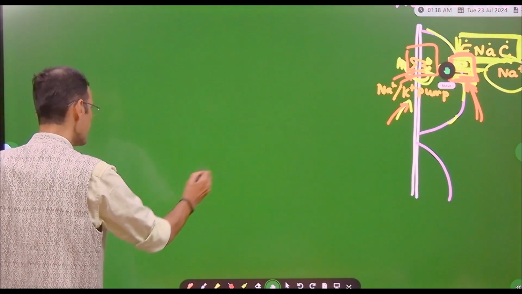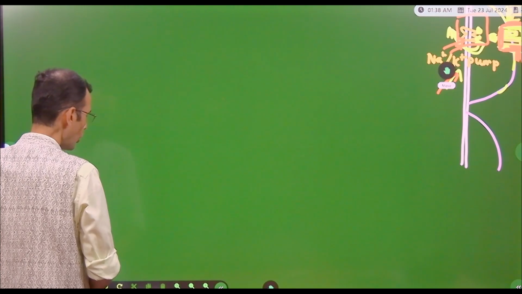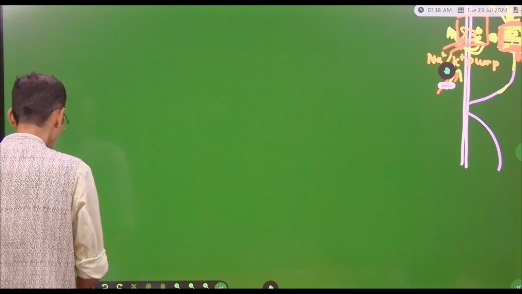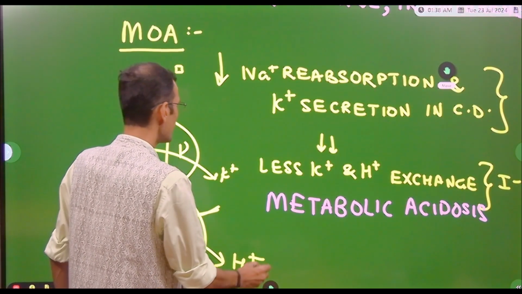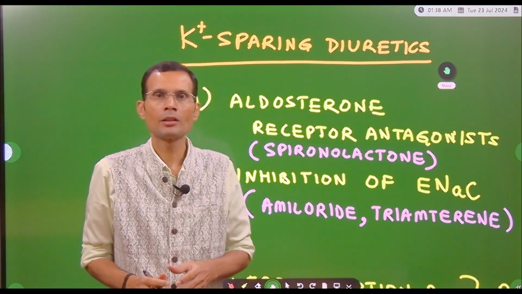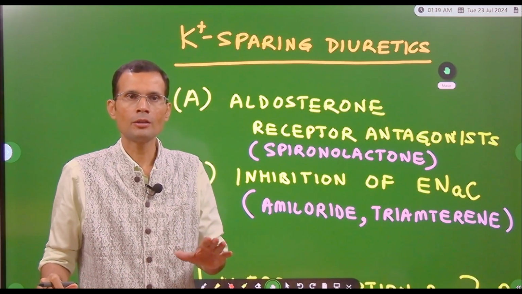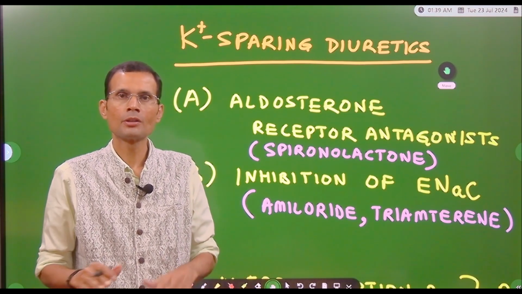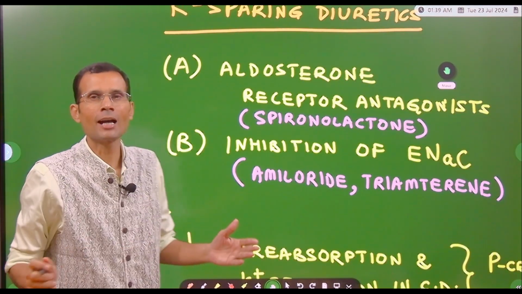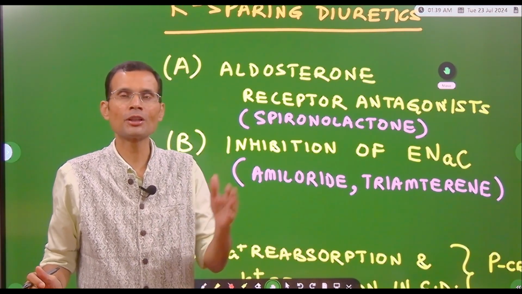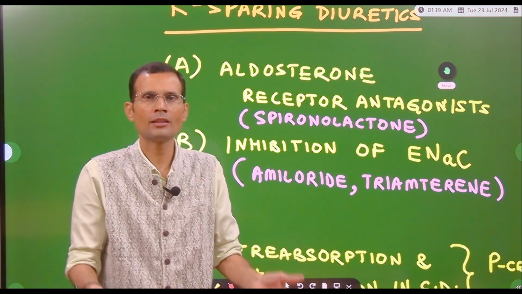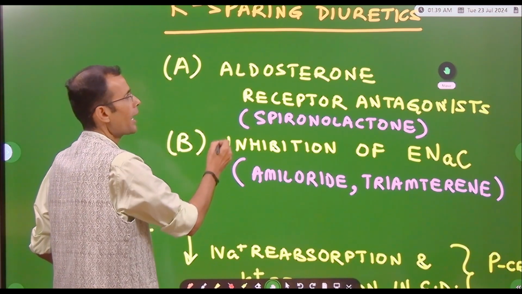Why we need to understand this is because of our category, potassium sparing diuretics. They are going to act against the aldosterone. Let's understand this part now. Potassium sparing diuretics are of two types. Well, the final bottom line is the same: decrease the sodium reabsorption. Obviously, all of the diuretics reduce the sodium reabsorption and thereby cause sodium loss and water loss.